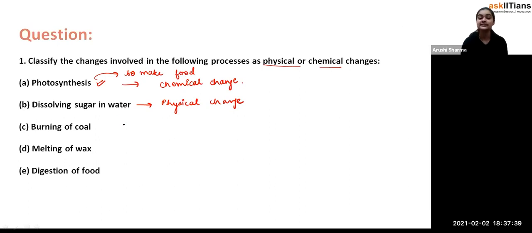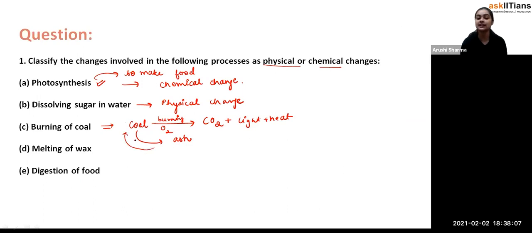Burning of coal. See, student, what happens in this case: when you start burning the coal in the presence of oxygen, there is the formation of carbon dioxide along with light and heat. And students, you will find that coal is converting into ash. So you will see that the chemical composition is changing and ash is getting formed, and you can't reverse that condition. Exactly. So which type of change will it be? It will be a chemical change.